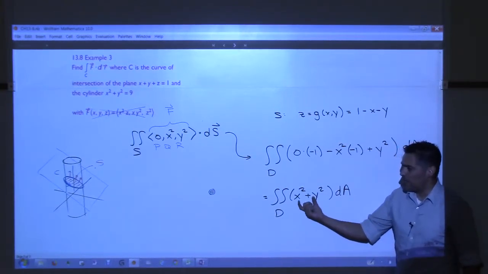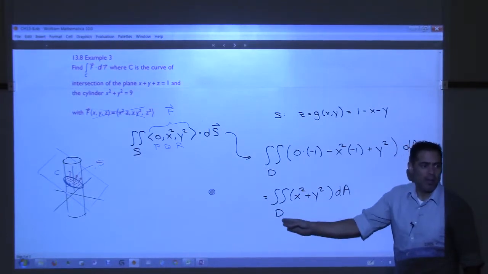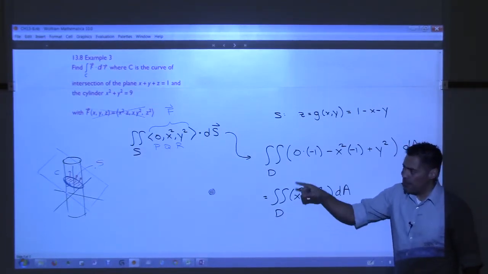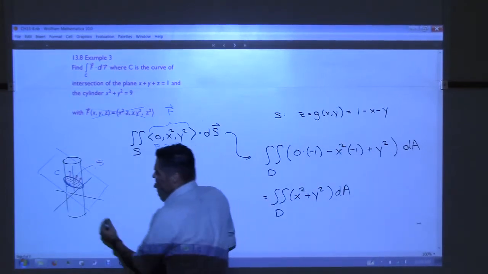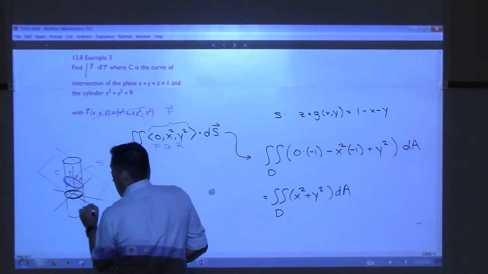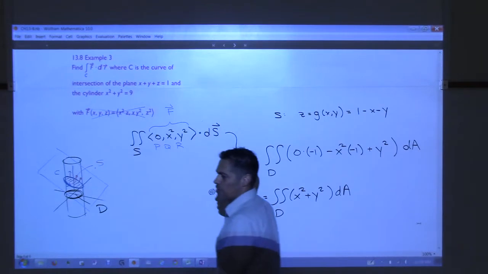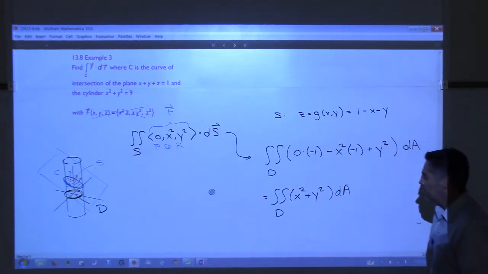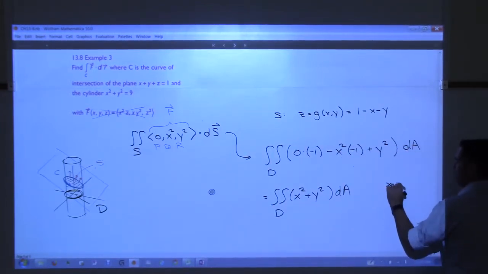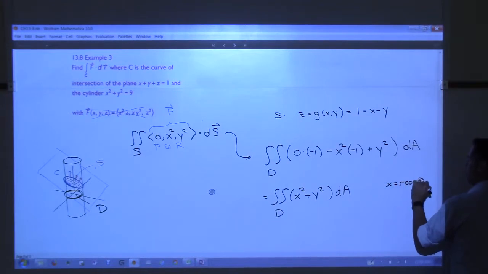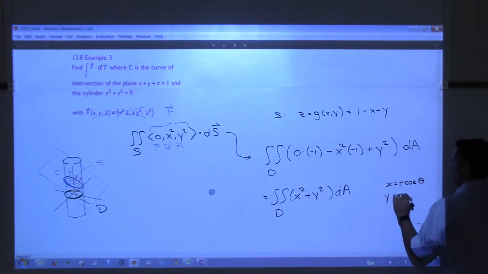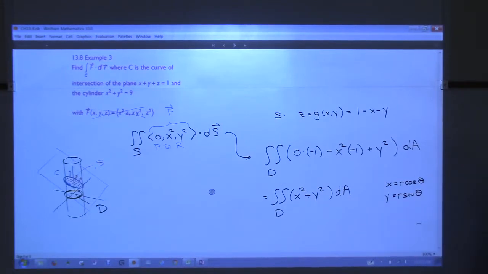So I'm now doing this double integral in terms of x and y. And I need to now find my restrictions on x and y. But because of the shadow of this onto the ground, this right here is D, it's a circle, so I'm going to go to polar. So I'm now going to let x be r cosine theta and y be r sine theta. And x squared plus y squared will be r squared. So this integral is going to actually be really nice, isn't it?